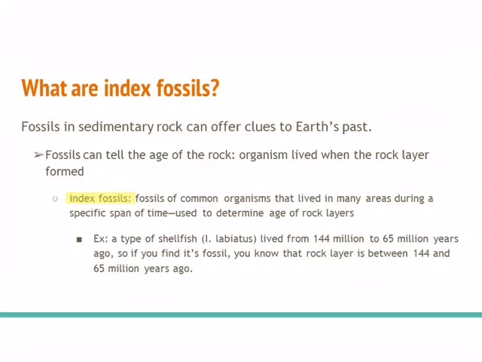Index fossils are important fossils that we know what period of time those living things lived in. So if you find an index fossil in a layer of rock, you can determine the relative age of that rock because that fossil is there. The example there is that a type of shellfish we know lived from 144 million to 65 million years ago. And so if you found a fossil of that in a rock layer, you would know the age of the rock layer is the same as the age of the fossil.